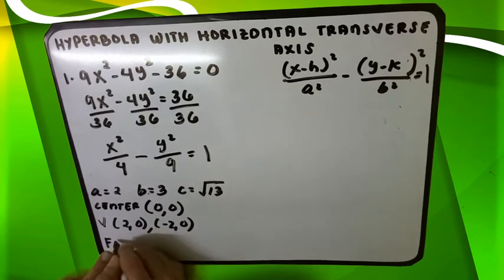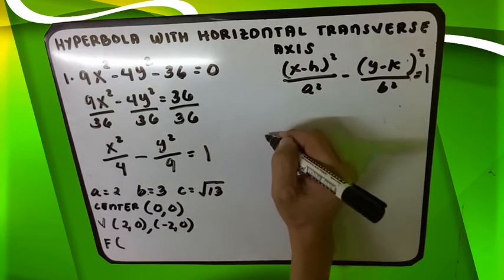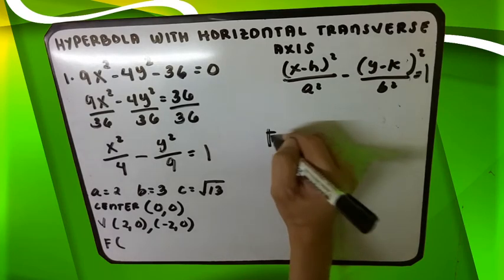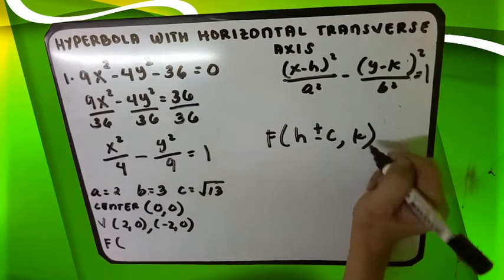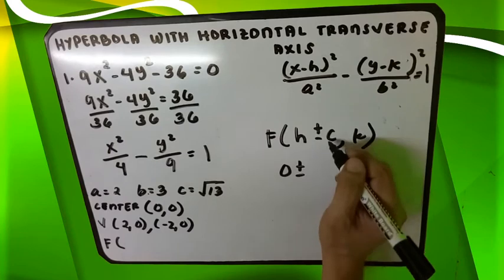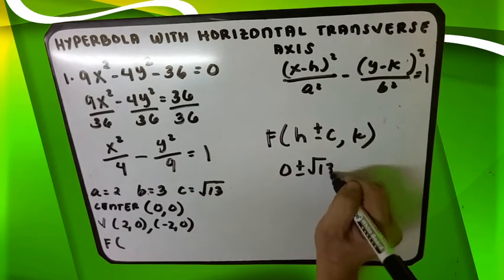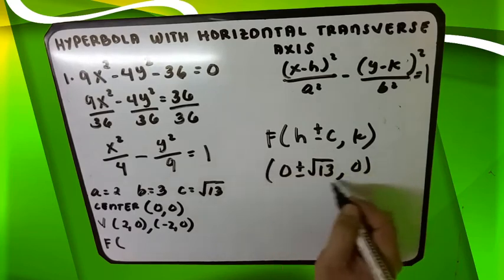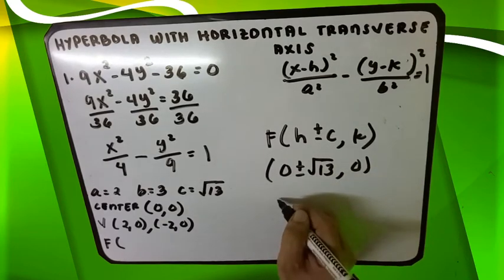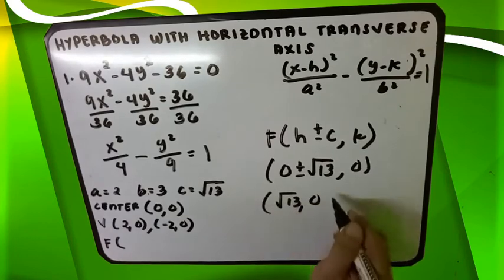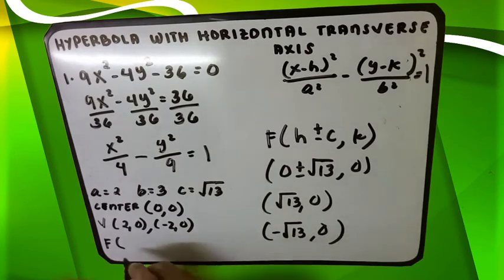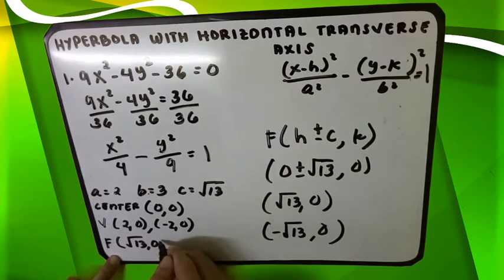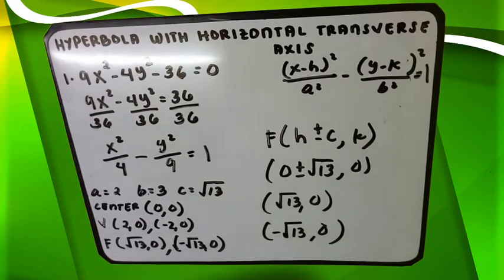Next, foci. F na lang. So, for foci, gagamitin natin ay h plus minus c and then another k. So, ang h natin is 0 plus minus, ang c natin ay square root of 13. Ang k natin is 0. So, pag pinaghiwalay natin to, itong plus minus, magiging positive square root of 13, 0, and then yung isa naman ay negative square root of 13, 0. So, ang foci niya ay square root of 13, 0 and negative square root of 13, 0.